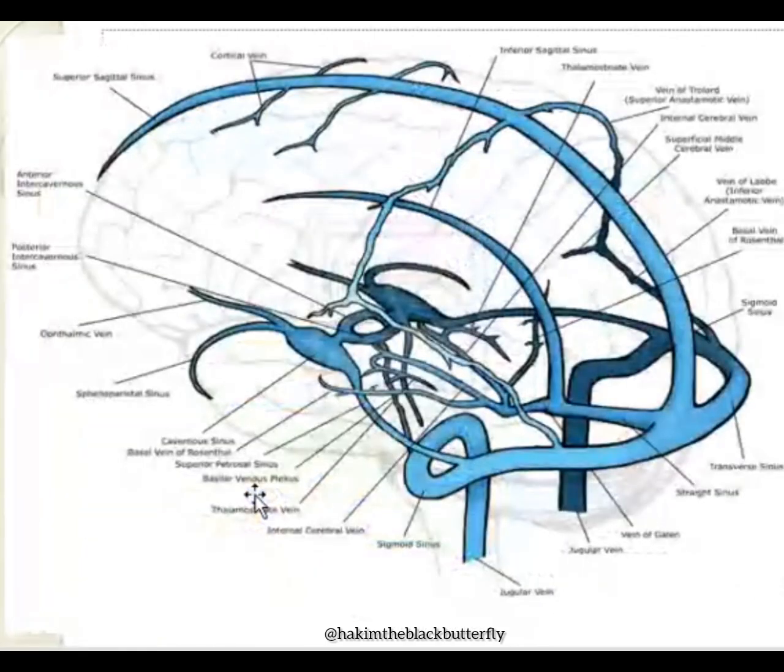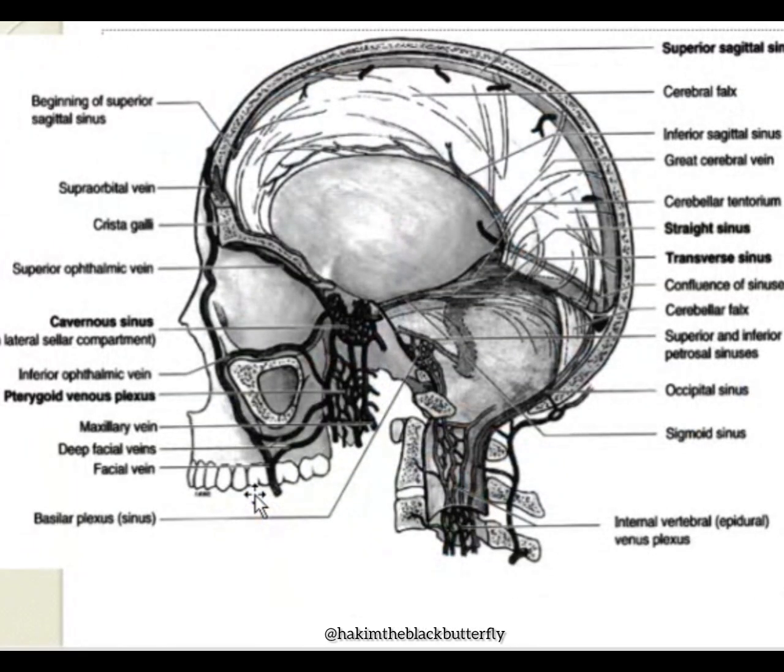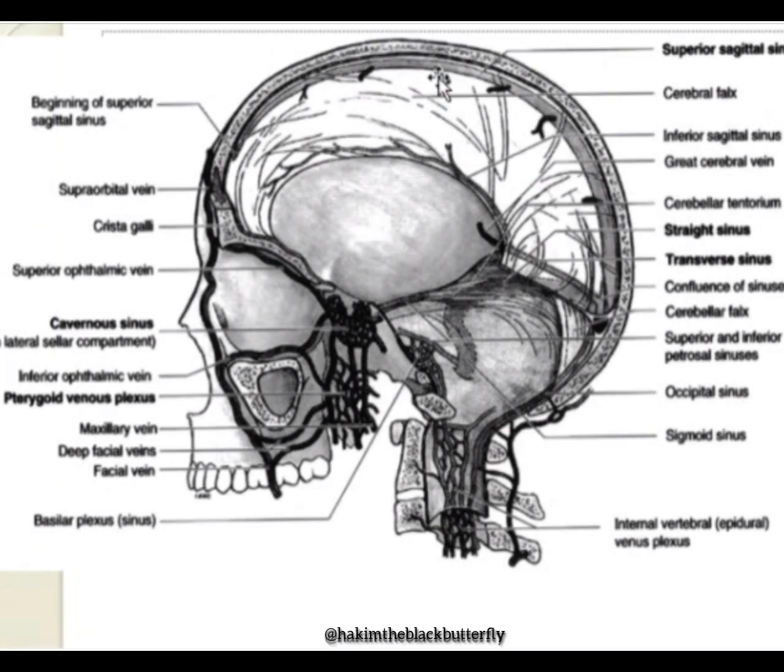Let's continue. So in sagittal section, as I told you, we have seen the superior sagittal sinus receiving these veins, which move up to the confluence of sinuses. Then we are seeing the inferior sagittal sinus, which confluences with the great cerebral vein to form the straight sinus, which moves through the tentorium.